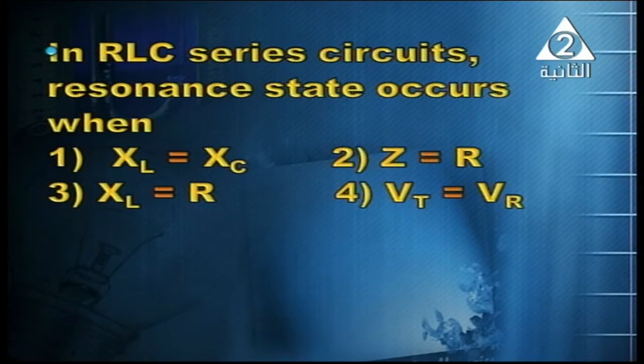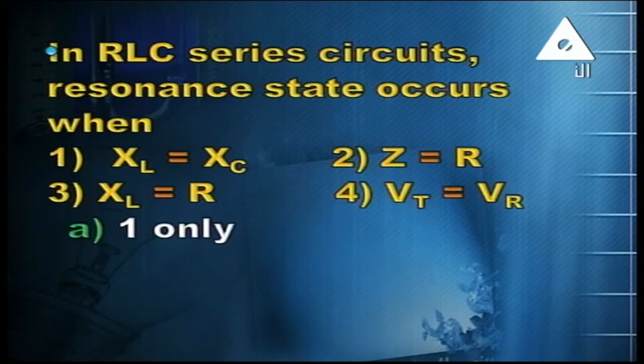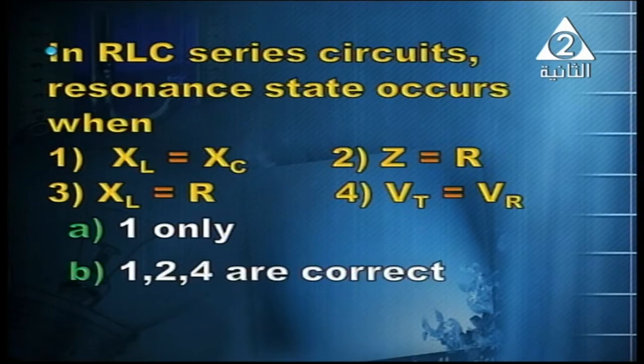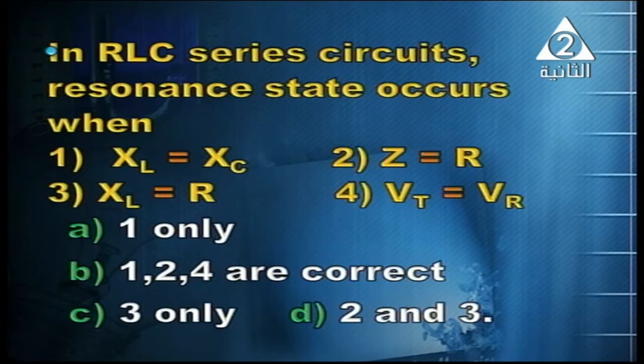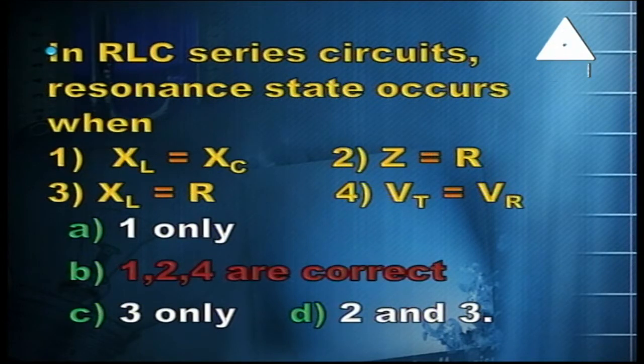Resonance state, I can hear you saying, of course, XL is equal to XC, VL equals VC, Z equals R. Yes, V total equals VR. They are all correct, but XL is equal to R is wrong. So you have to choose one only. 1, 2, and 4 are correct. 3 only? Of course it is. Or 2 and 3? Yes, of course it is.